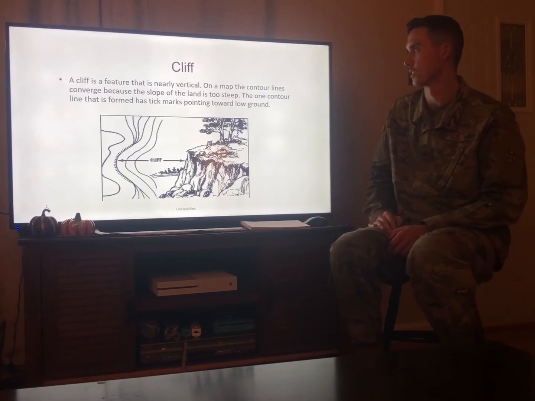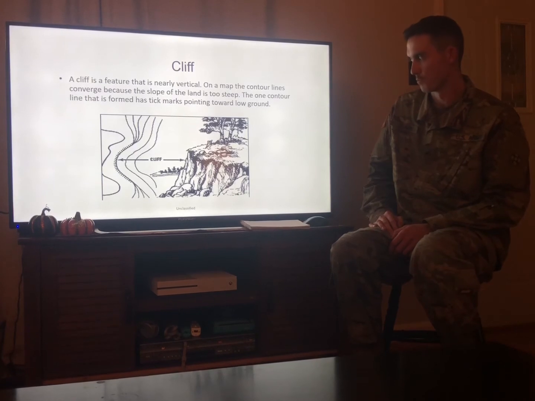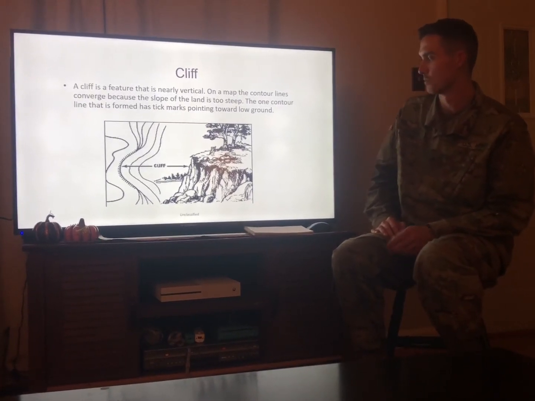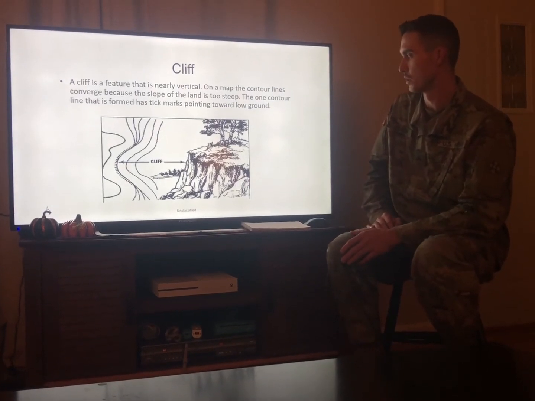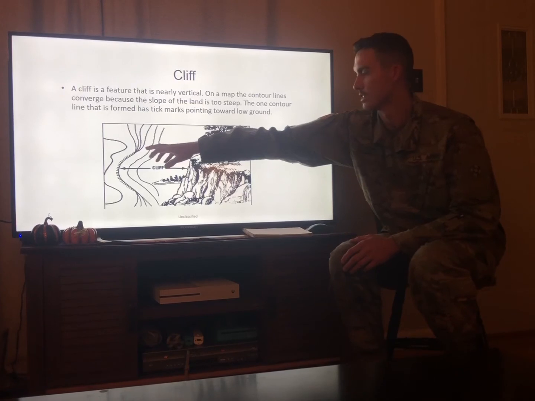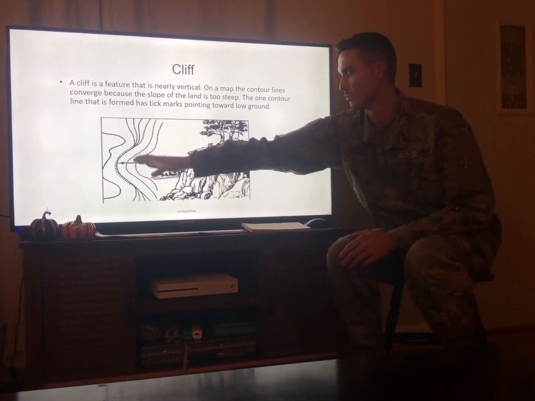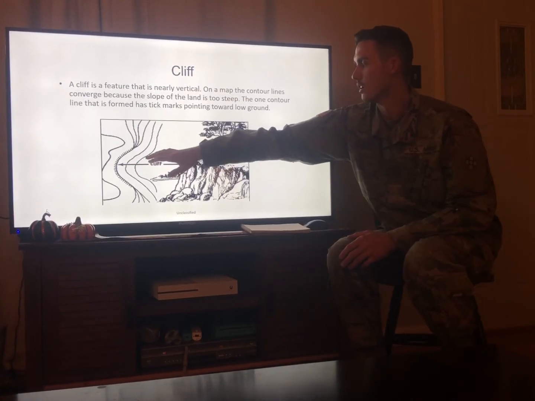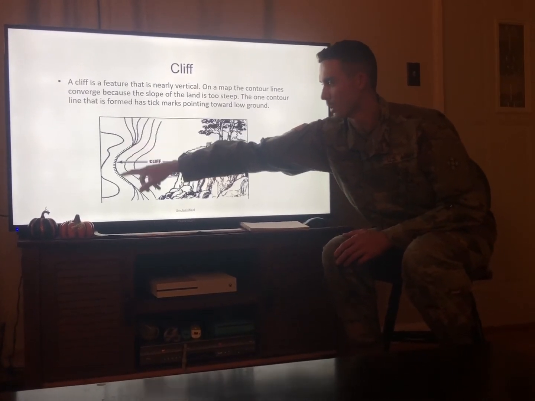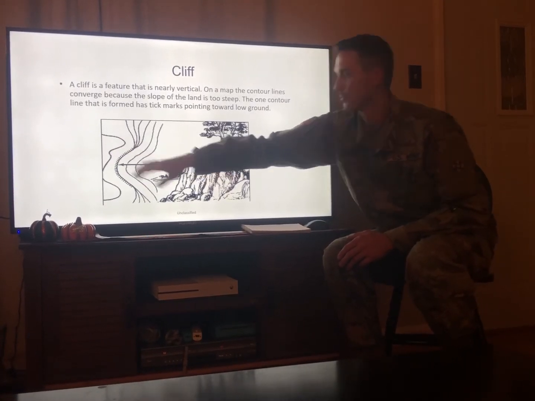And the next feature is a cliff. This is pretty easy to depict. It's pretty much a vertical plot of land. You can see the contour lines get so close together because the land is pretty much straight up and down. They run into one, and the tick marks face towards the low ground. So the lowest part is here.